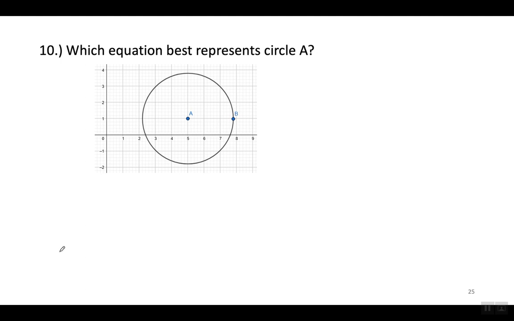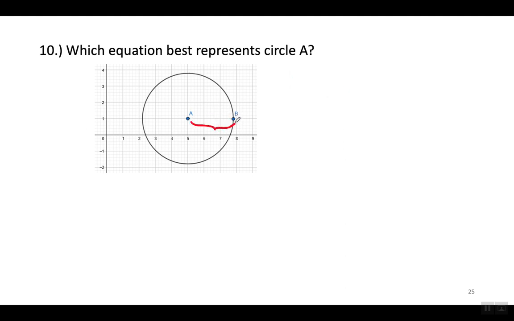Okay, so first of all, what's the center of the circle? The center of the circle is 5, 1. And what's the radius? All right, the radius is where we find our issue. I'm sorry, I'm looking at the wrong thing. The radius is close to 1, 2, 3. It's close to 3, but not exactly 3.